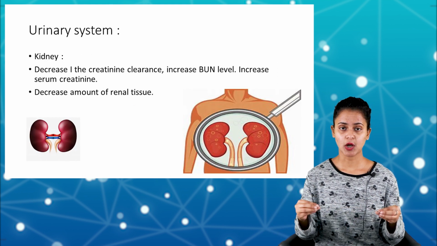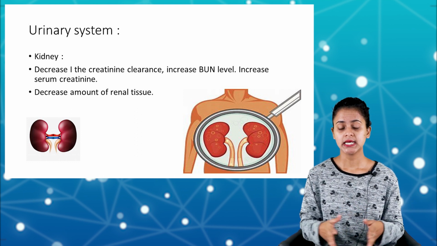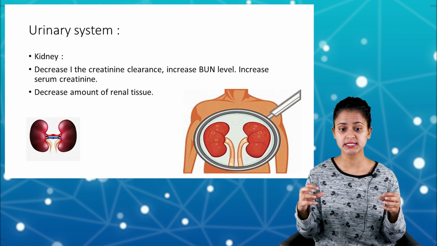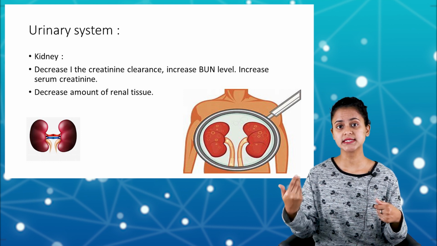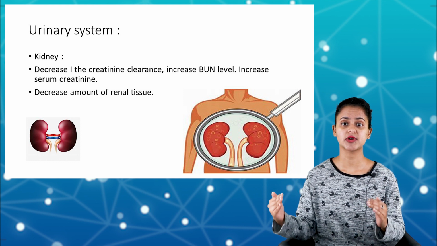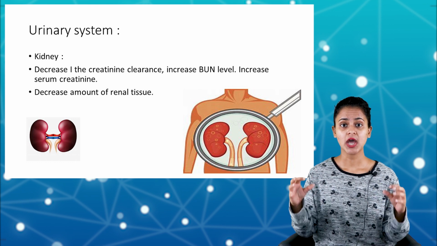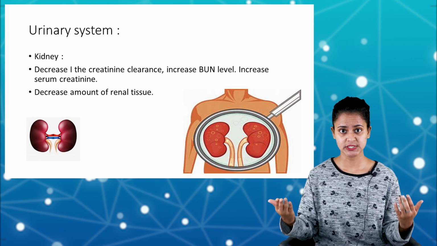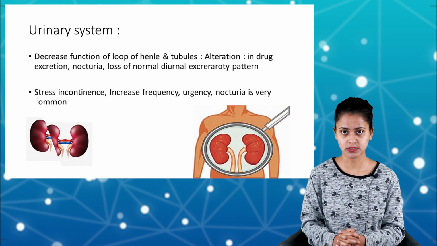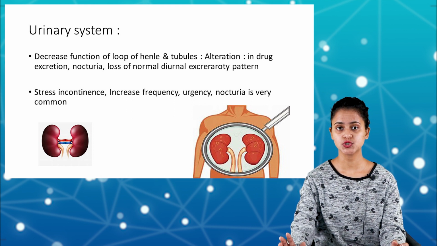Now we are going to read about the changes that are taking place in the urinary system. Basically here we are going to see the kidneys will be having certain changes. There will be a decrease in the creatinine clearance. There will be an increase in the blood urea nitrogen level. Increased serum creatinine also will be seen in the client. There will be a decreased amount of renal tissue and their activity also will be decreased in the older individual. There will be decreased function of the loop of Henle and tubules of the kidney.